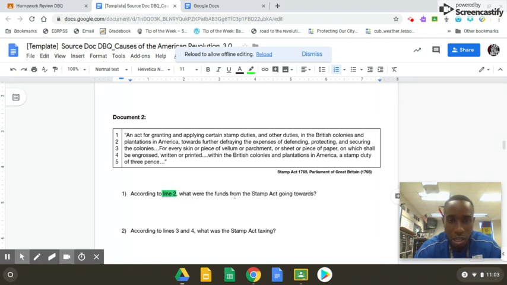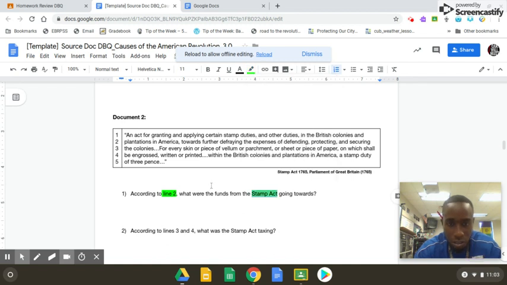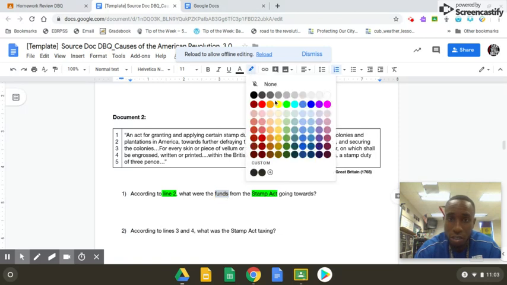What were the funds from the Stamp Act going towards? So I need Stamp Act. Highlight that in green as well. And funds. We know that's money. We draw connections there.